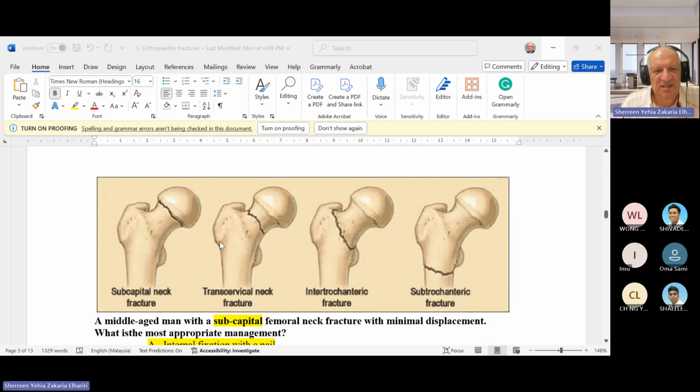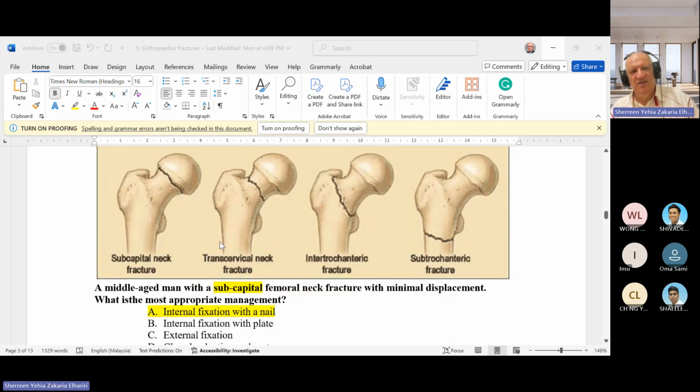Of course, fracture of the neck of femur is important because of avascular necrosis. The blood supply of the neck of femur is important. In a baby, it comes from the ligamentum teres, and in an adult it is through the retinacular blood supply.